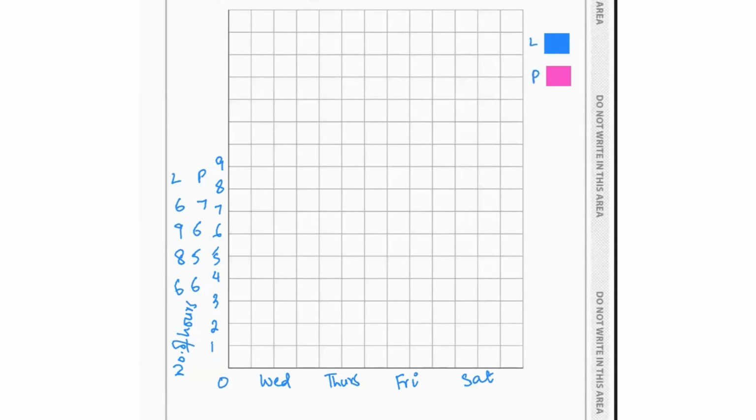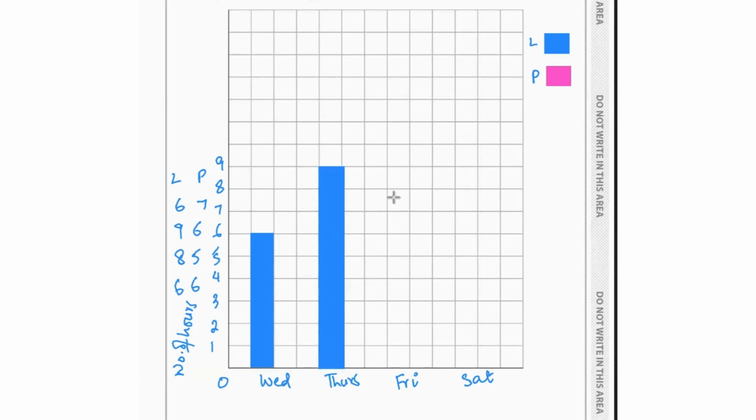So let's draw the bars now. So for Lena, on Wednesday, it's 6. On Thursday, it's 9. On Friday, it's 8. And on Saturday, it's 6.